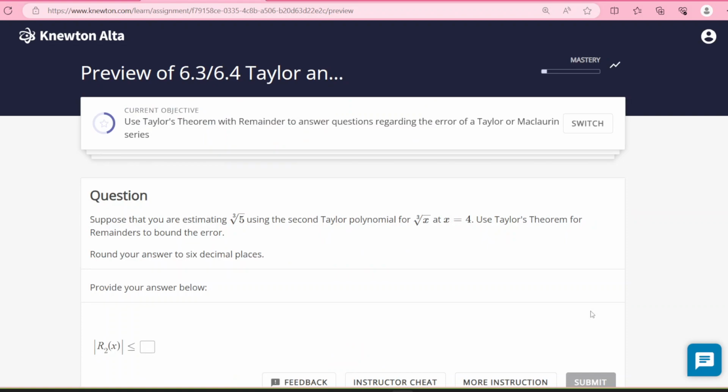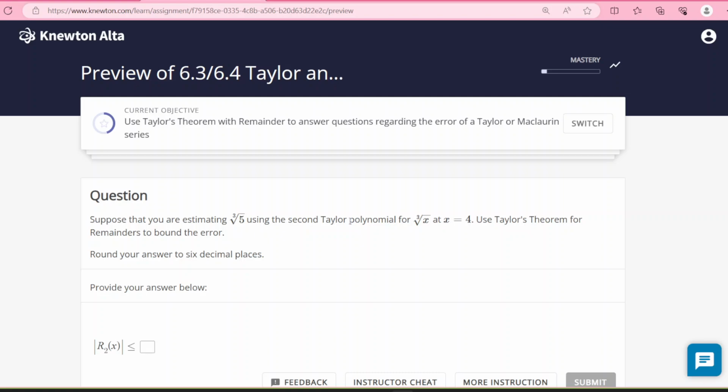All right. So here is: suppose you are estimating the cube root of 5 using the second Taylor polynomial for the cube root of x at x equals 4. So use Taylor's theorem for remainders to bound the error, right? The error will be less than or equal to some value when you use the second Taylor polynomial to estimate the cube root of 5.